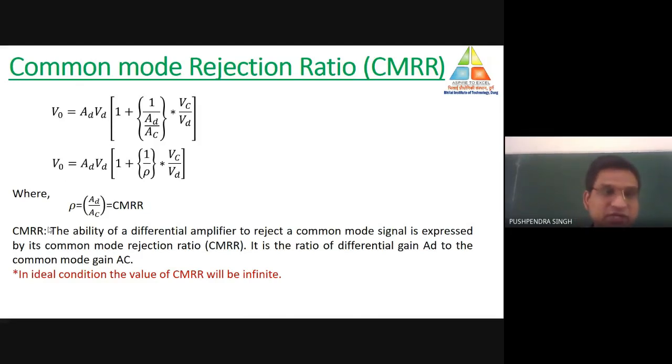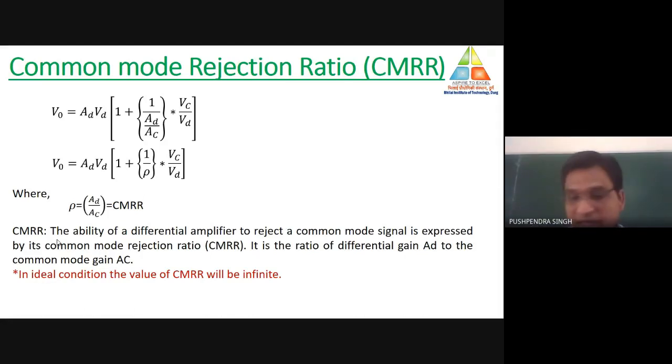And here in this particular expression, that means AD by AC, AC is what? Noise signal amplification. So the value of this noise signal amplification should be 0, and when the value of AC is equal to 0, the value of CMRR will be how much? Infinite. So in ideal condition, the value of CMRR will be infinite.